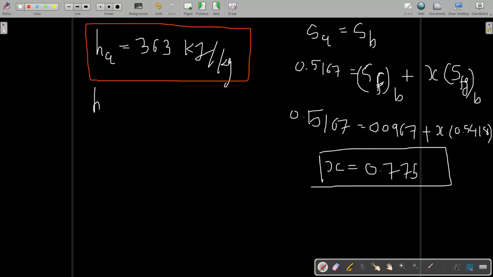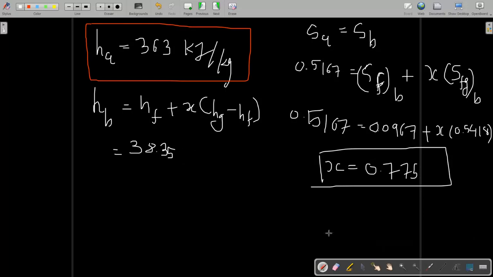So the enthalpy at point B is similarly HF plus X times Hg minus Hf, or you can say HFG. When you solve this, it is 38.35 plus 0.755 into Hg. The Hg value is 336.55. All these values you have to see from the mercury table, not the steam table.